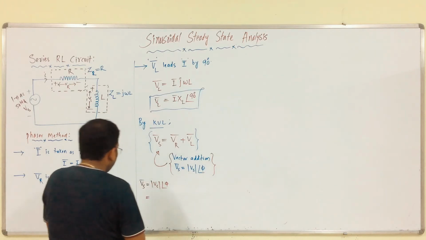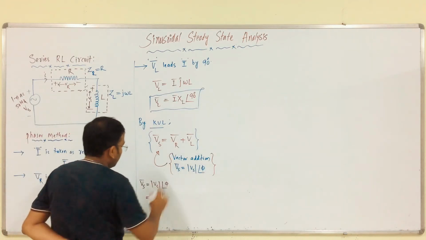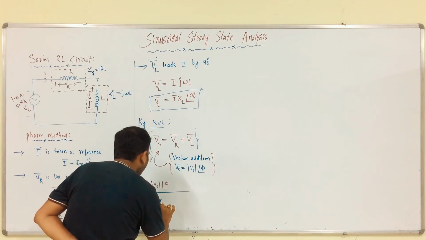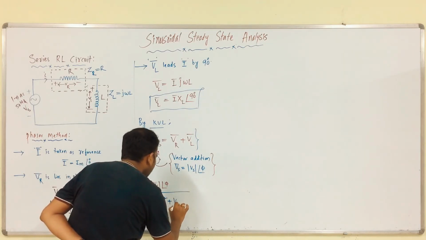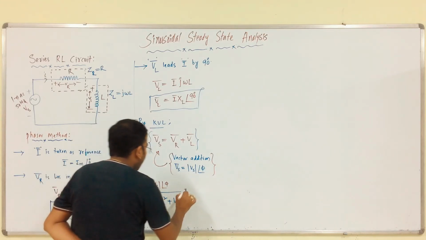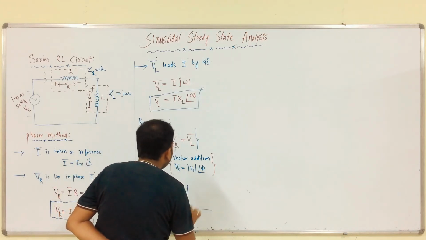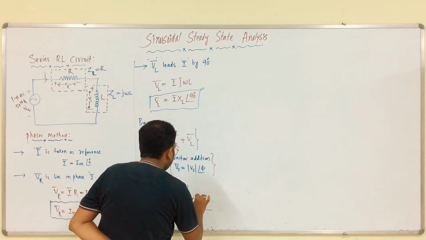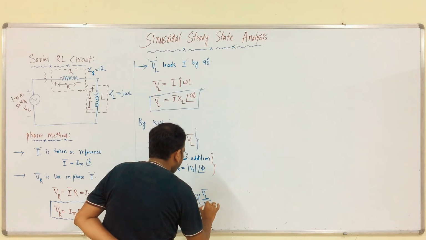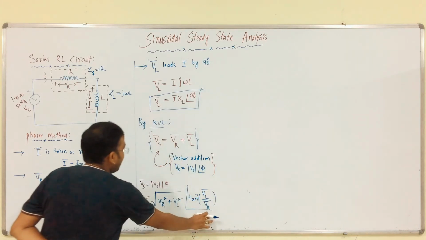Therefore, what is the magnitude of this? Which is nothing but square root of Vr square plus Vl square. Clear? This is the magnitude of this Vs. Like that, tan inverse Vl by Vr. This is the angle, right?